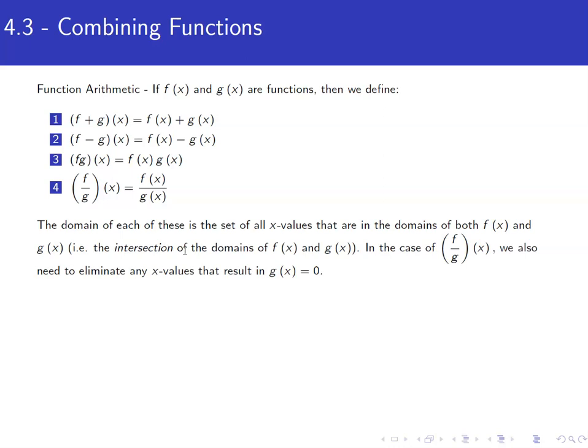We have an additional condition that has to be met for the quotient of two functions. We know that we can't divide by 0, so we have to eliminate any x values that make the denominator 0. So not only do we have to make sure that x can go into both f and g in this case, but we also need to make sure that the x we choose doesn't result in g of x being 0.